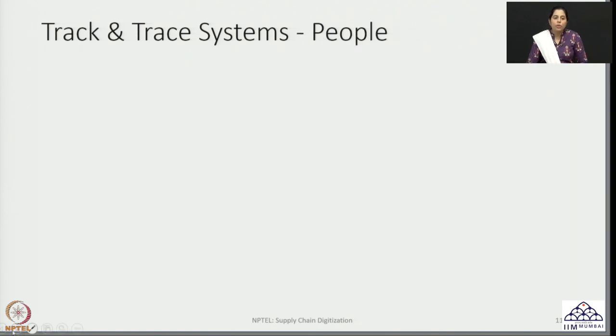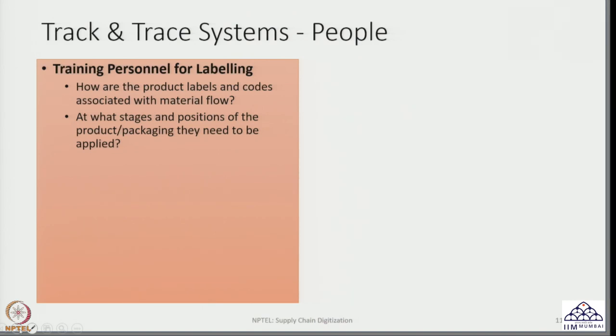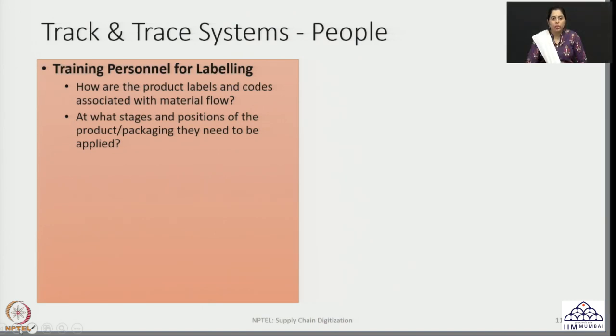Now coming to some of the final points, one of the points that is very important is with respect to people in track and trace systems. As you can understand, one of the main concerns with respect to people would be training them. So we need to understand first and foremost, how do we train personnel for labeling the systems as opposed to maintaining paper-based records. So how do we label the systems? How do we associate the codes with material flow?